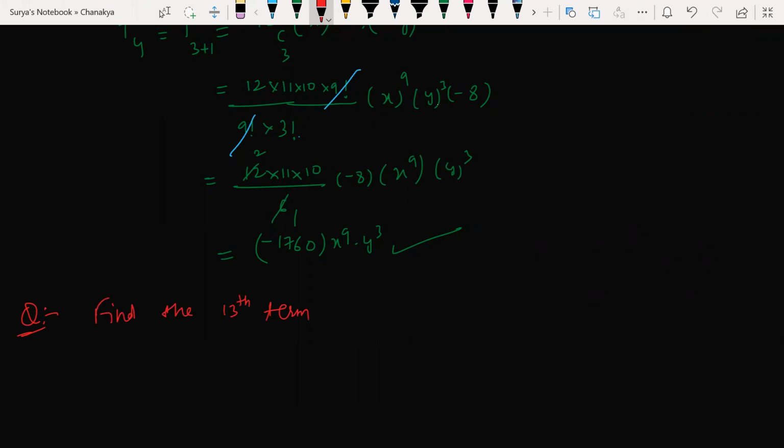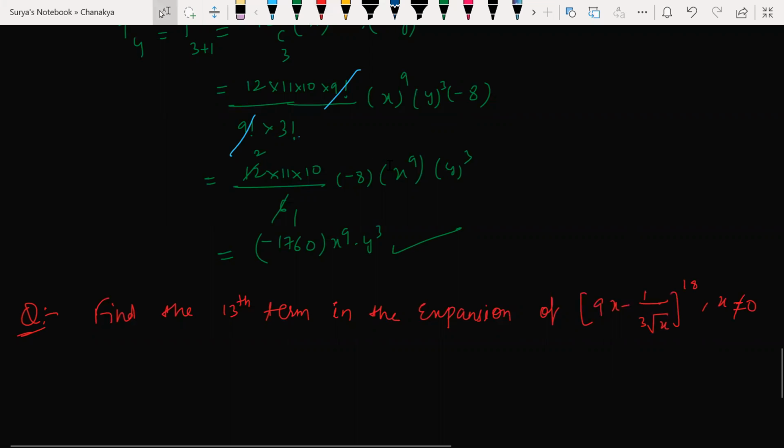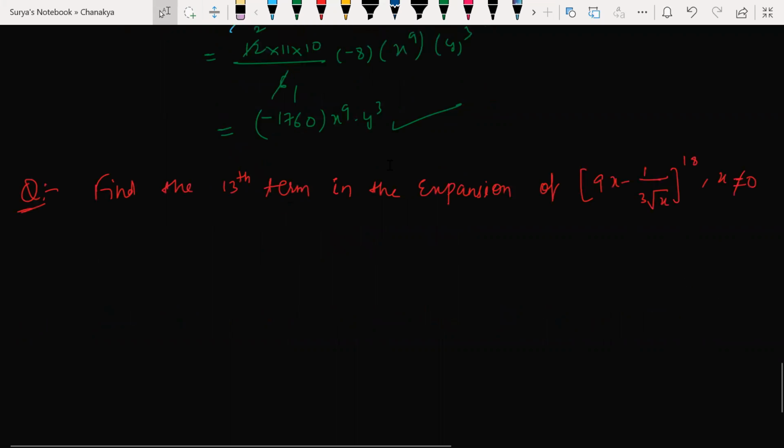Find the 13th term in the expansion of (9x minus 1 by 3 root x) to the power of 18, where x should not be equal to 0. If x becomes 0, the function becomes undefined. So that is the condition given to you. Then this is the question. You need to find the 13th term in this expansion.